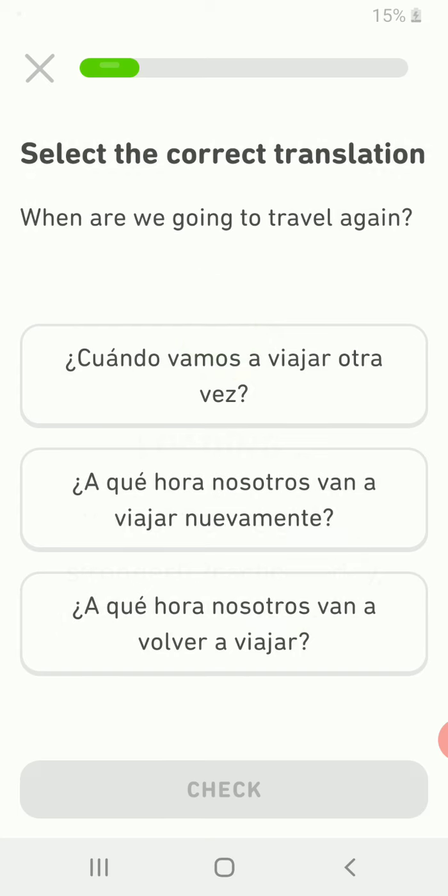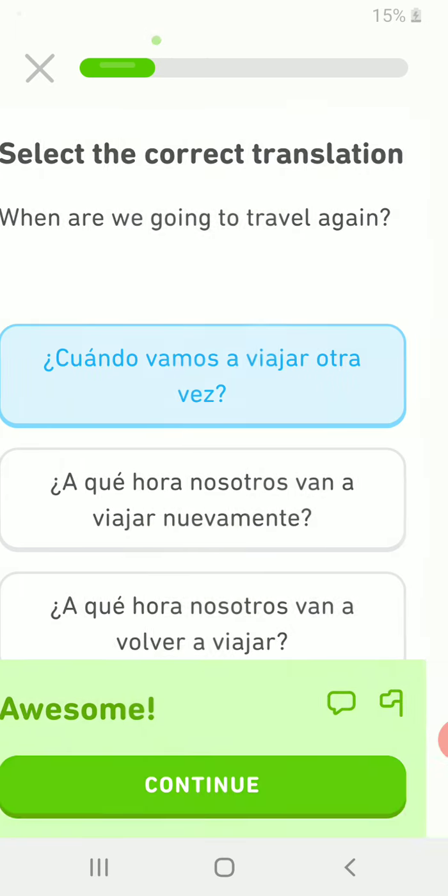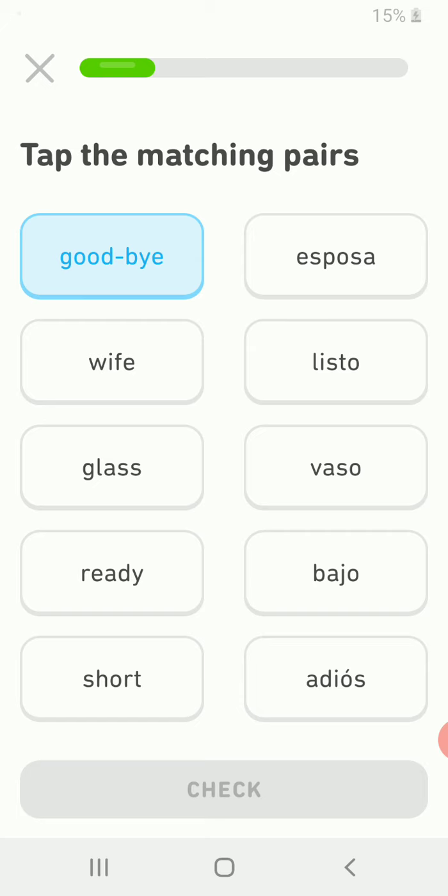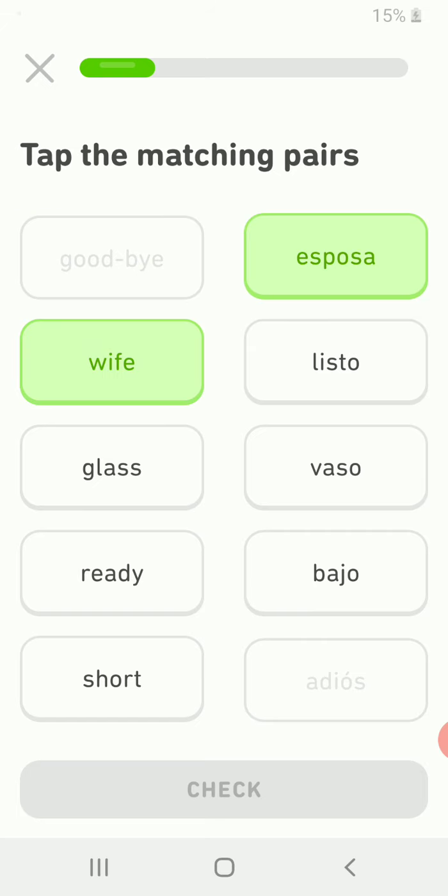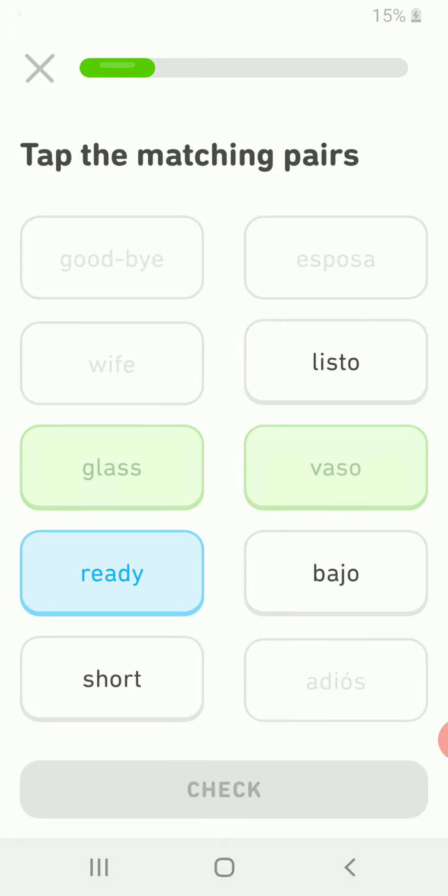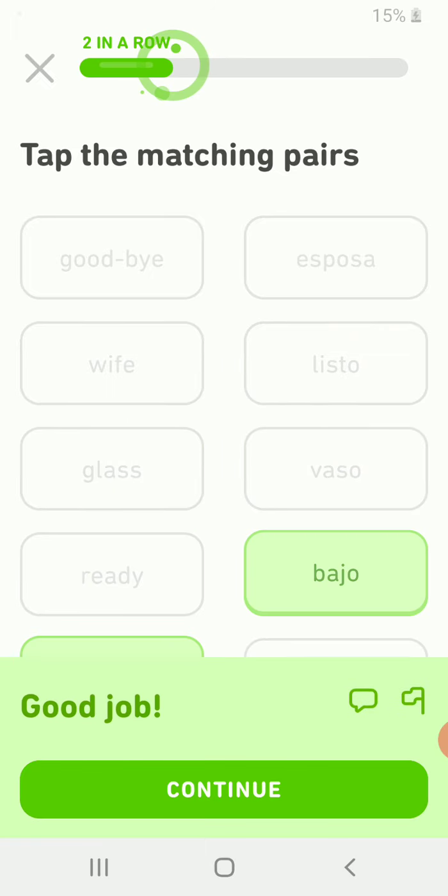Select the correct translation. When are you going to travel again? ¿Cuándo vamos a viajar? When are we going to travel? So, ¿cuándo vamos a viajar otra vez? The first one is correct. Goodbye is adiós. Wife is esposa. Glass is vaso. Ready, listo. Bajo is short.